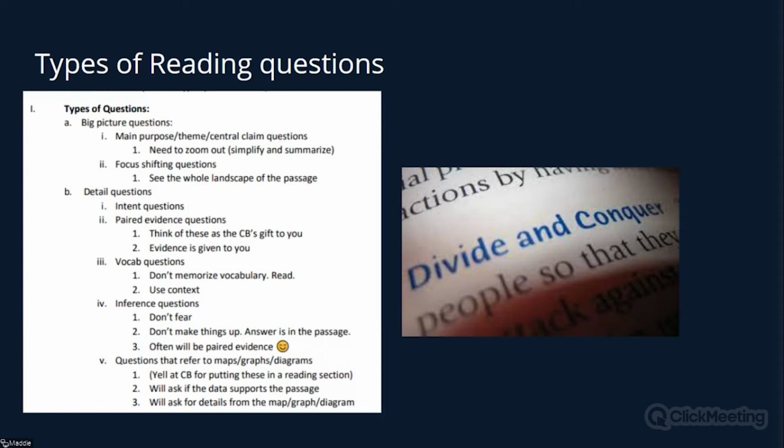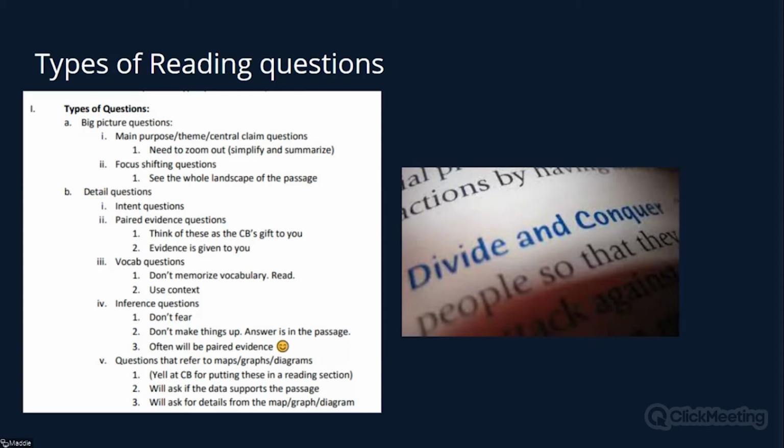Second one is the paired evidence questions. I'm sure that I'm not calling that the right word because I think other people call it something else. But it's basically where the 2 questions are together. So the first one has the answer to the question, and then the next one is like evidence.